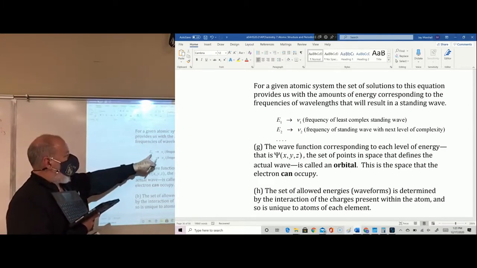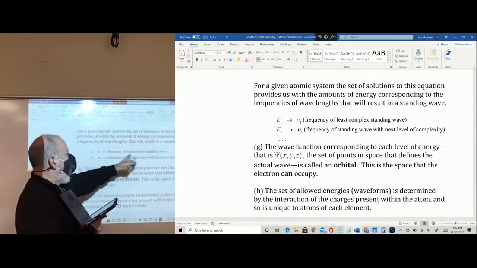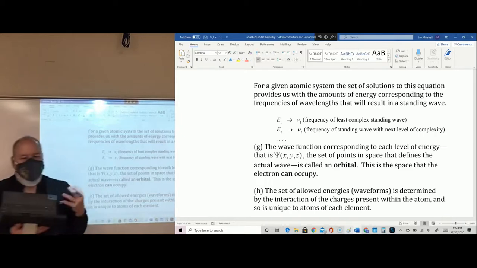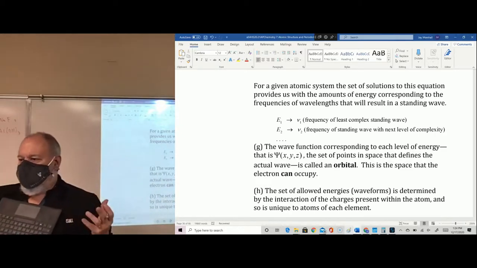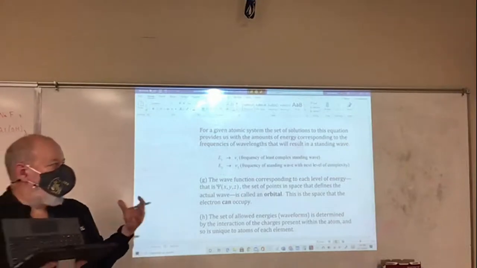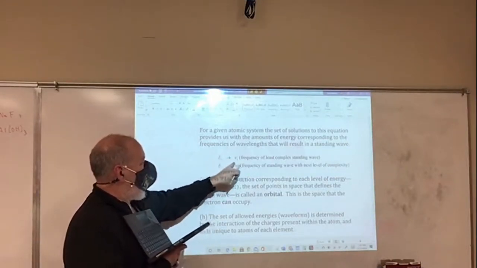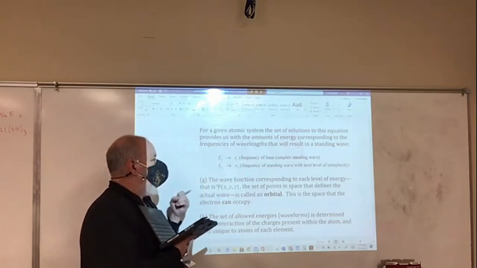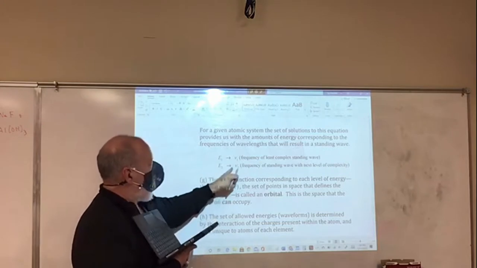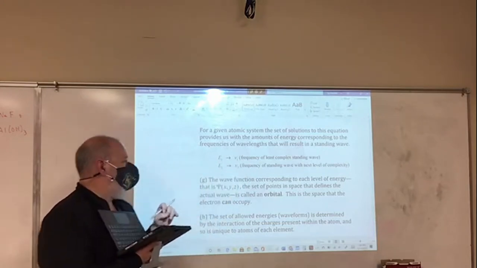And I can say that my lowest frequency or my lowest energy is going to be that least complex standing wave. Remember the waves that we looked at yesterday in two dimensions. Okay, the least complex of these would have this energy, and it would be the energy of that particular frequency. The next level of complexity would be that energy and correspond to that frequency.